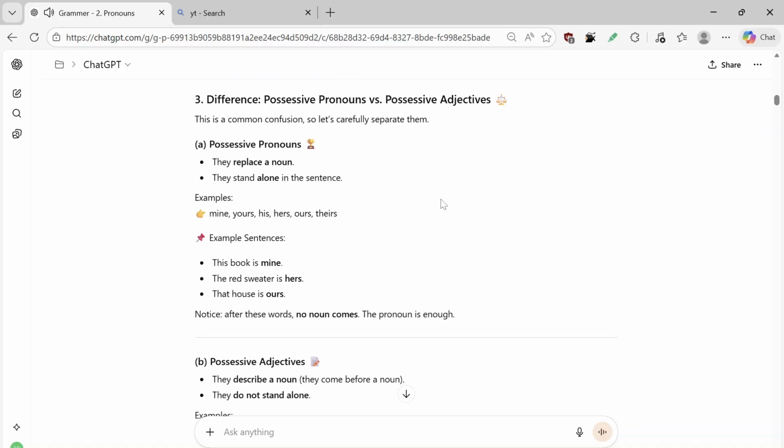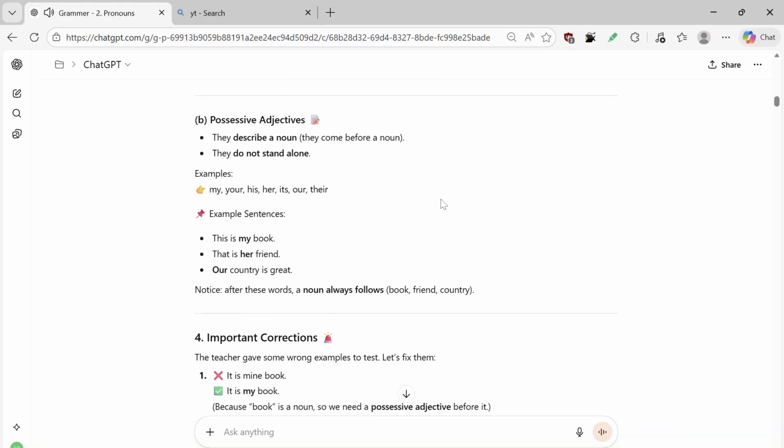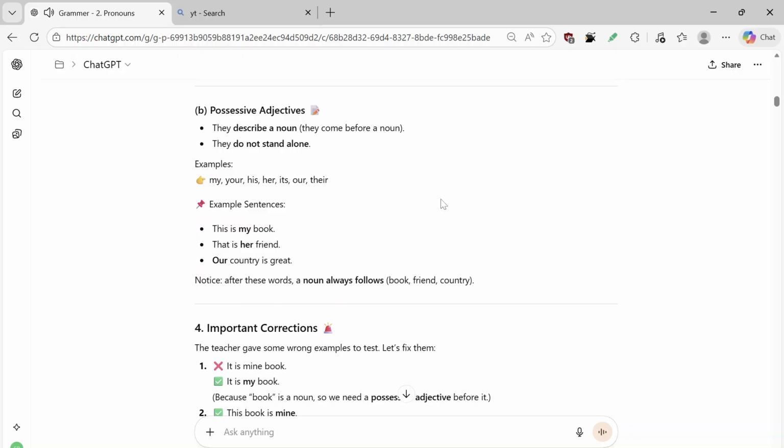B. Possessive adjectives. They describe a noun. They come before a noun. They do not stand alone. Examples: my, your, his, her, its, our, their. This is my book. That is her friend. Our country is great. Notice, after these words, a noun always follows: book, friend, country.